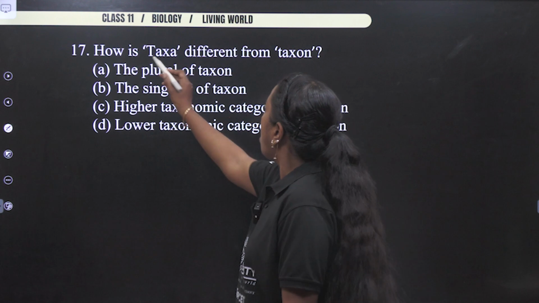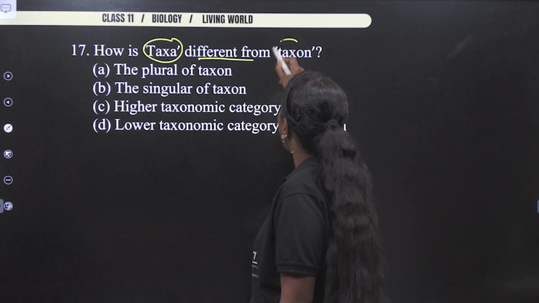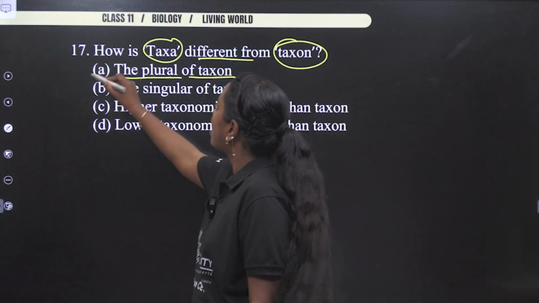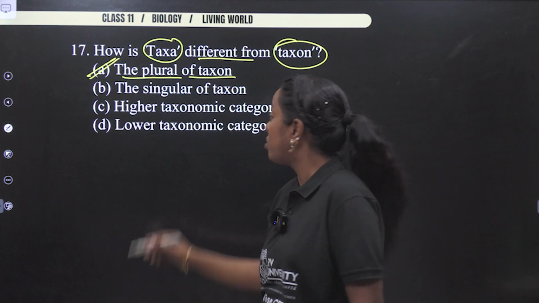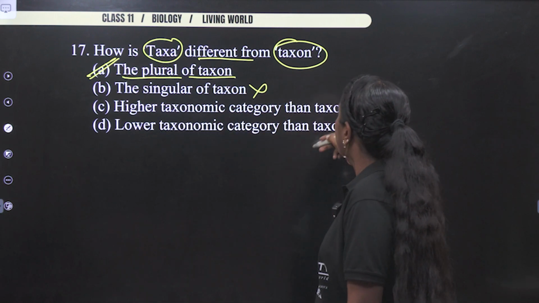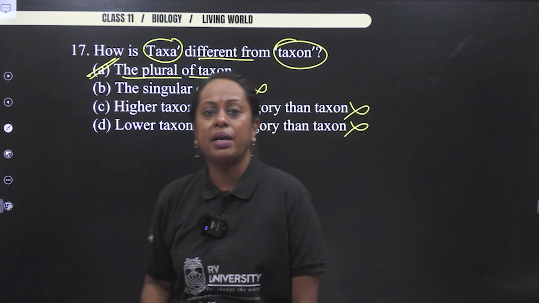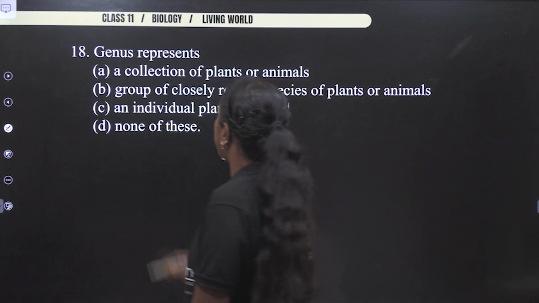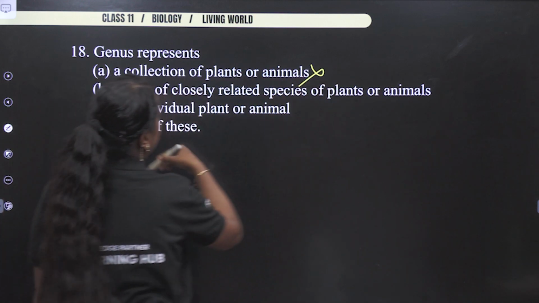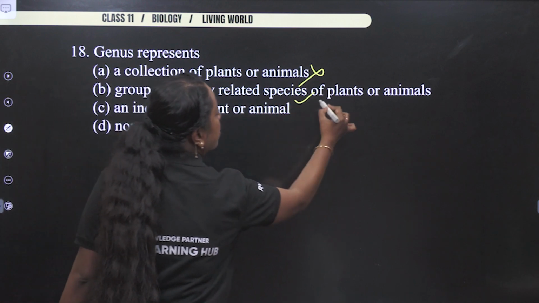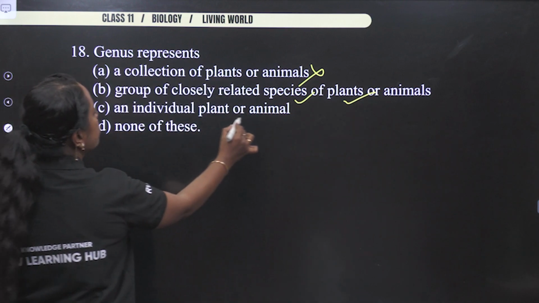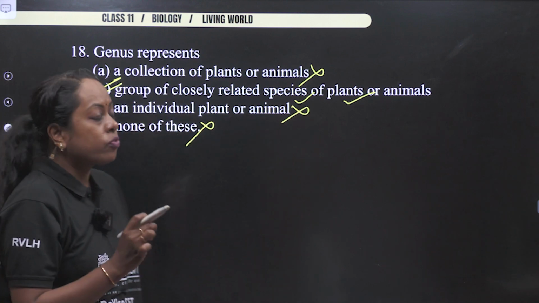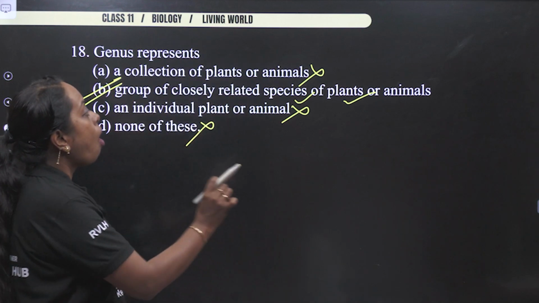Okay, next. How is taxa different from taxon? So may I say the plural of taxon is taxa. So my answer becomes Option A. It's not the singular form. It's not higher taxonomic nor lower. So the answer becomes Option A. Next, genus represents a collection of plants or animals. No. A group of closely related species of plants and animals. Yes. An individual of plant or animal. Wrong. None of these is wrong. So my answer is groups of closely related species of plants or animals.